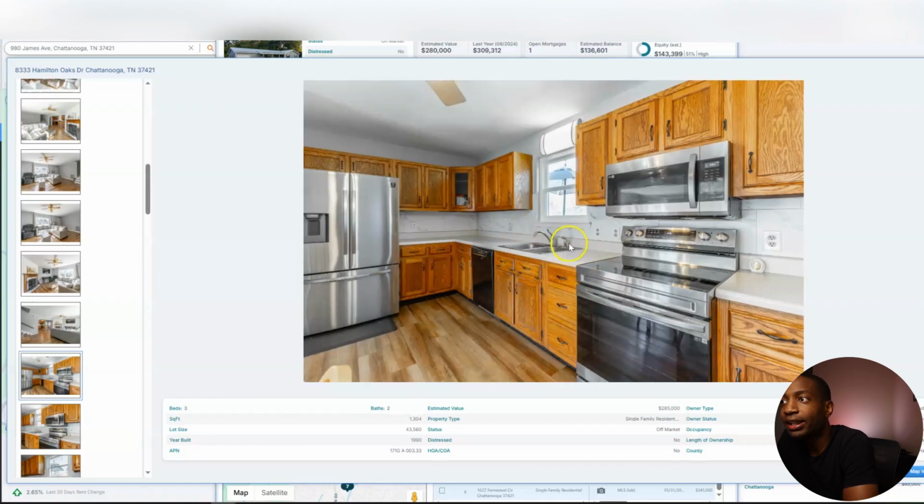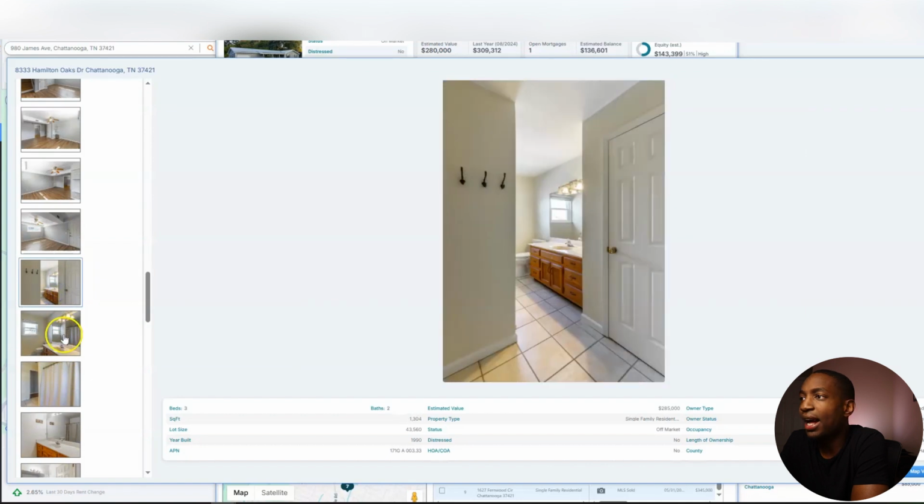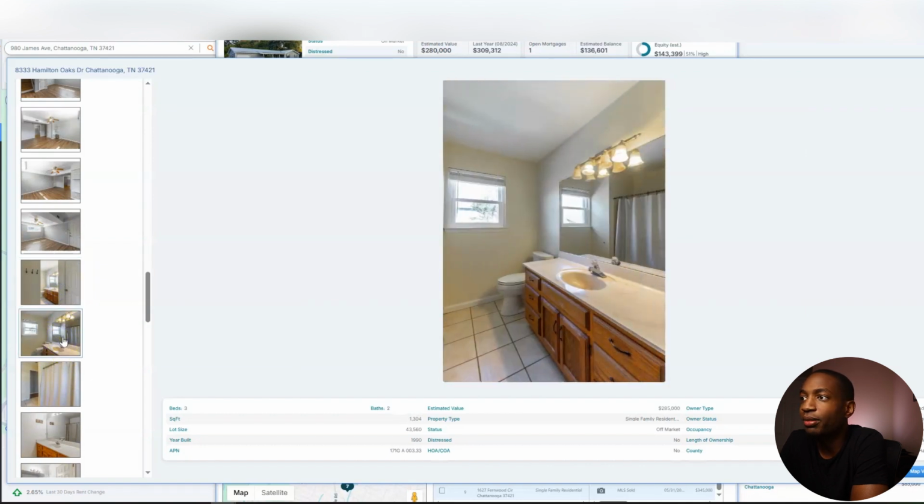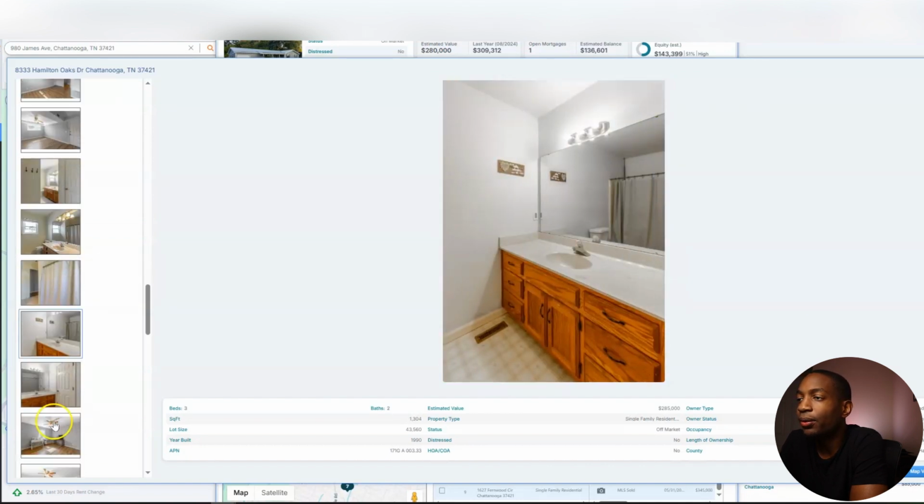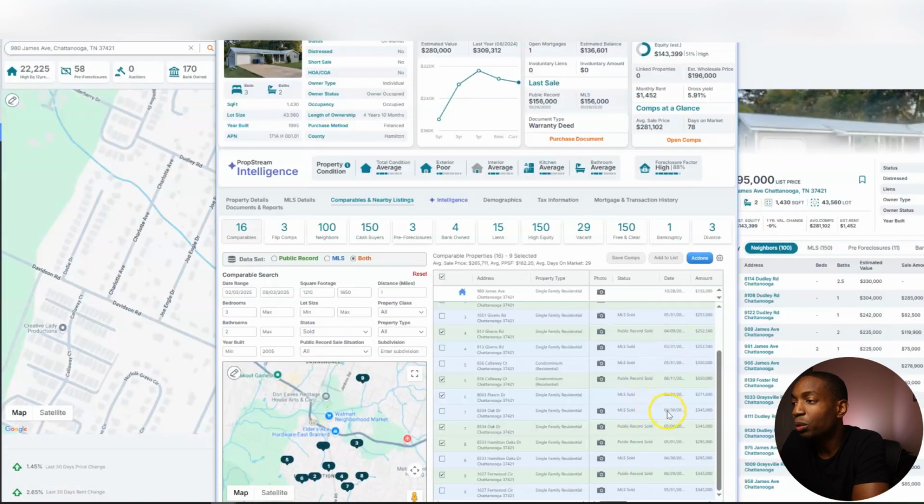So instead of Formica, we'll have, let's say, quartz or granite. And let's look at the bathroom. Same with the bathroom. We will update the tile, probably the flooring, everything. So this is a really good comp that sold for $285,000. Knowing the extra finishes we will put on this property, it should bring us to that $300 price range that we would be looking for.